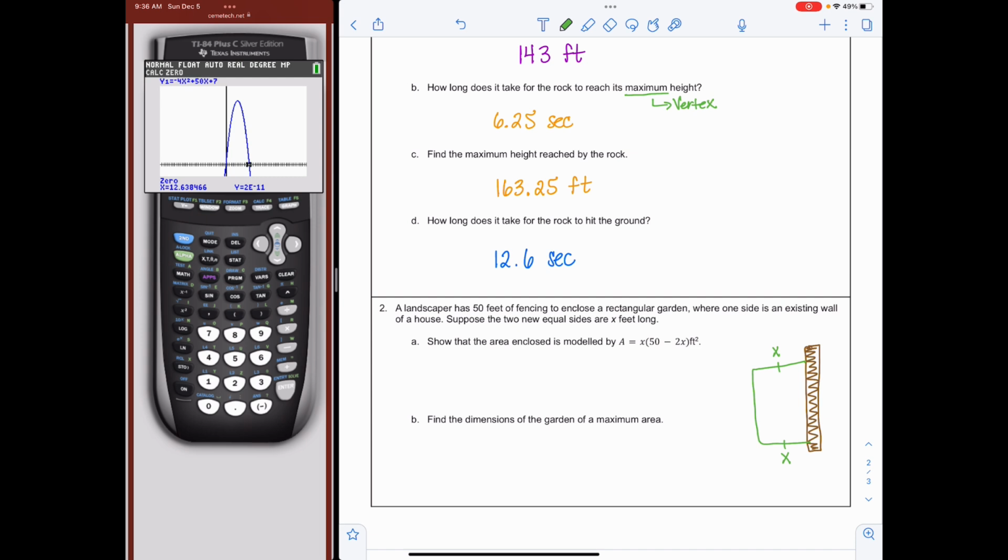So these two sides are equal and they're going to be x feet long. If I know I have 50 feet of fencing, then the remaining side here is going to be equal to 50 subtract both of those x's. So it's going to be 50 minus 2x, in order to get the remaining fencing for that longer part. Part A says show that the area enclosed is modeled by A equals x times 50 minus 2x, in feet squared.